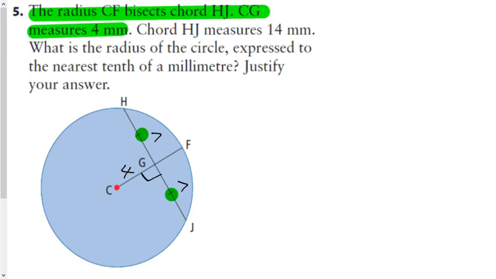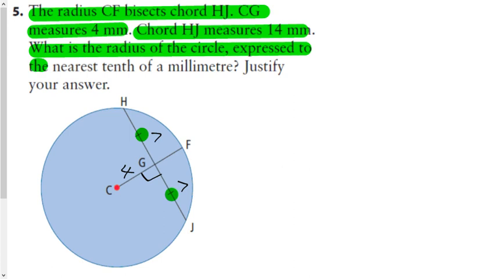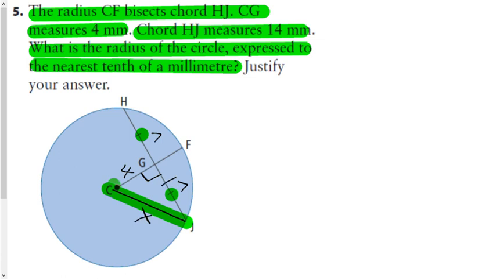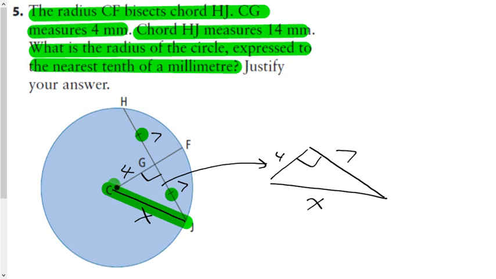And then I continue to read even further. What is the radius of the circle expressed to the nearest tenth of a millimeter? So what is the radius? Am I going to use that green line, do you think, to figure out the radius? No, I'm not. What I am going to use, though, is this radius right here. Because if I use that radius right there and put x there, I have my right triangle again, don't I? 4, 7, x. Right? I can use Pythagoras to solve that.